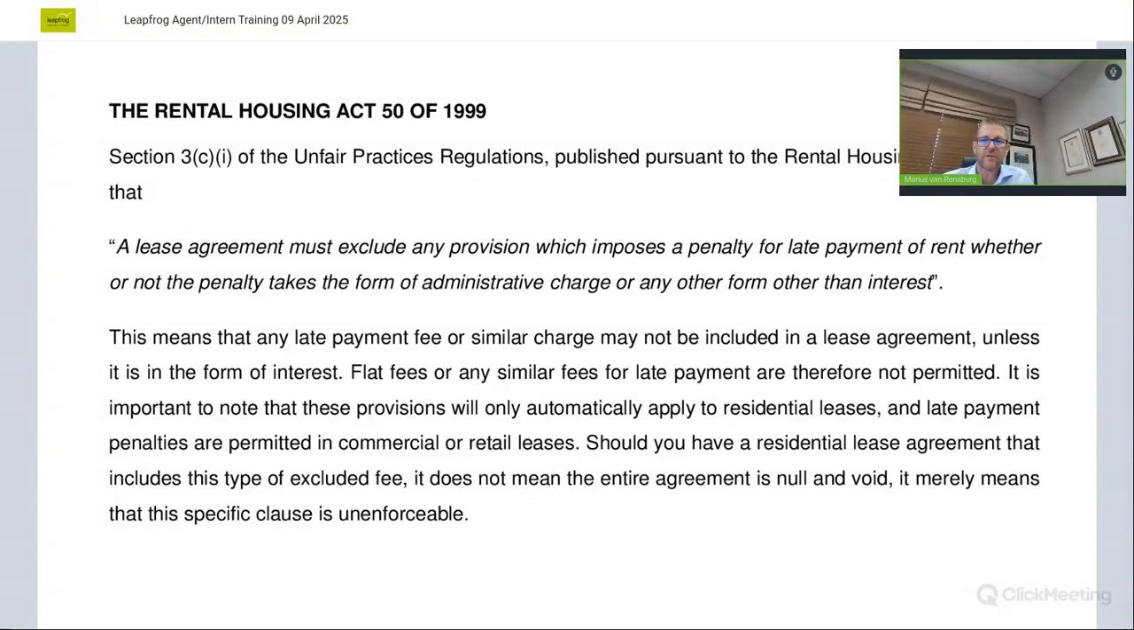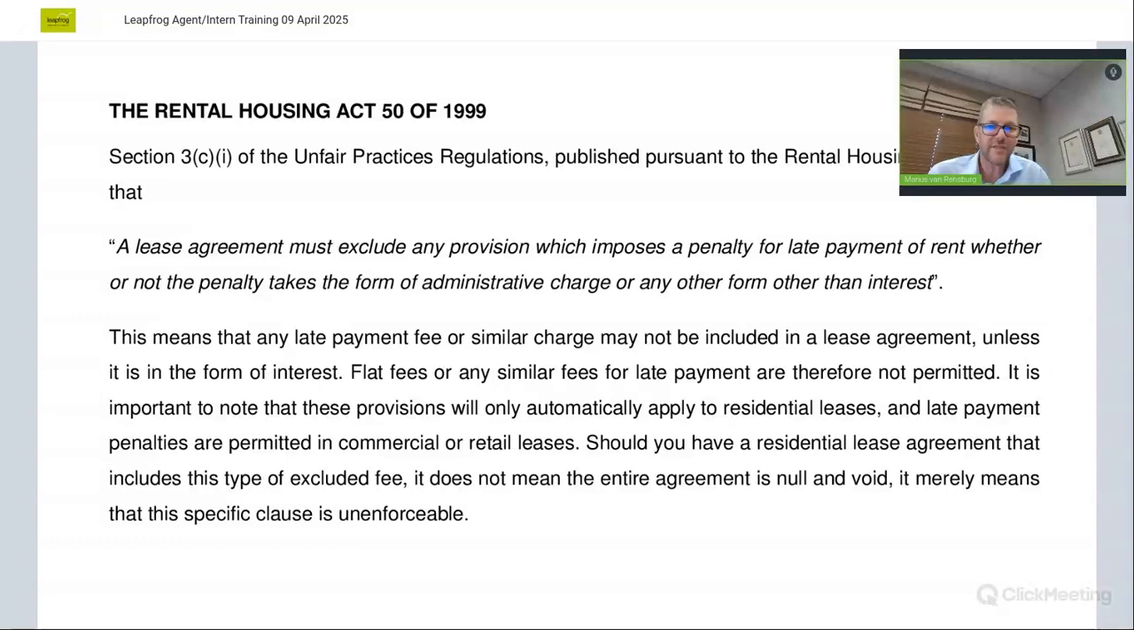And I came across a scenario during the course of last year where we wanted to sue somebody for arrear rent, but the landlord had been charging 500 Rand a month for months on late payments, and we excluded it. We didn't sue for it because you're not allowed to, because the law doesn't allow it.